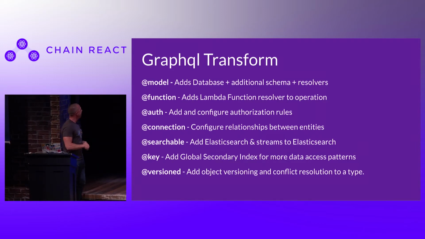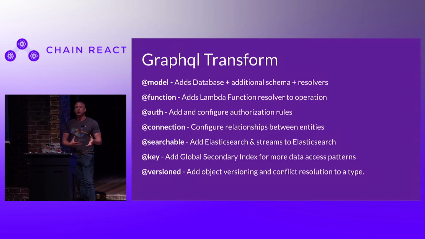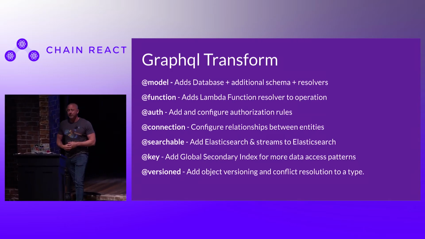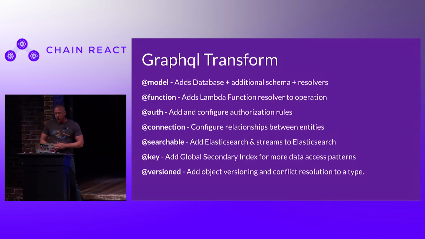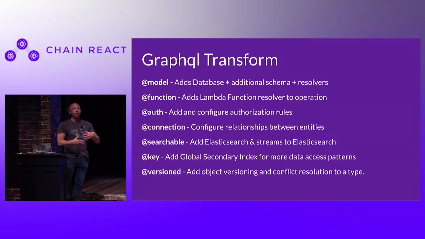@model allows us to basically create a base type, and then we take some assumptions and we deploy additional GraphQL schema. We deploy the resolvers that go along with the operations in that schema, and then we also deploy the database. So we could create a type of talk that would create the CRUD operations around the talk, so create, update, delete, and list talks. And then it would create the resolvers that map to a database.